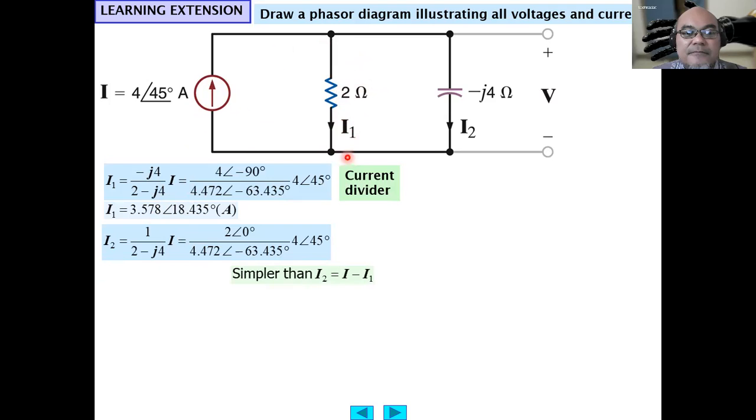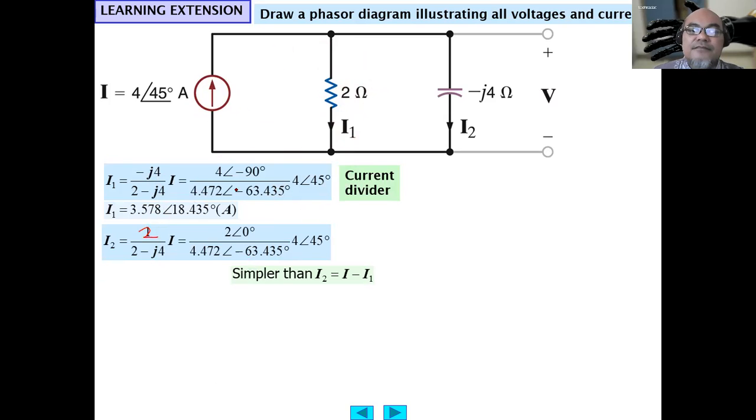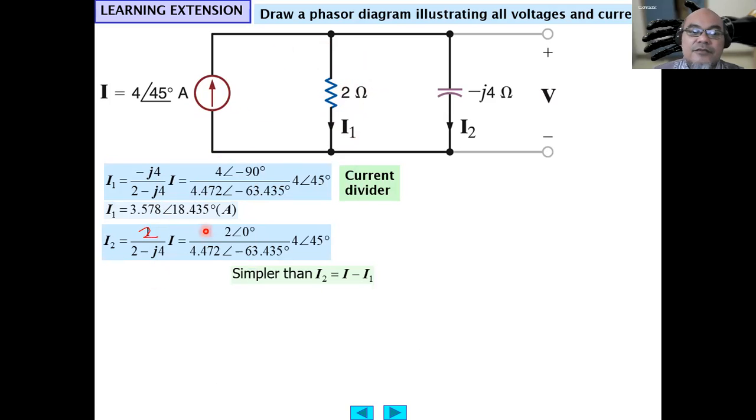I2 similarly can be calculated using the current division formula. Here this is 2 minus j4. This is supposed to be the 2 ohm, this one. So from here it has phase angle 0, and then we convert this similarly, and we will obtain I2 equals 1.789 with this angle.